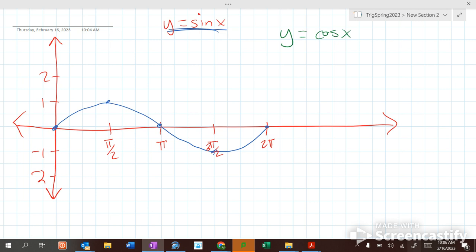Where do we start cosine? 1, 0. And okay, this is where you lose points on this one. Going like that, because you know what that makes it look like? It makes it look like it goes like that. And I've even had some people on the test go like that before. Oh, if you do that, oh, no. That'll lose you points.